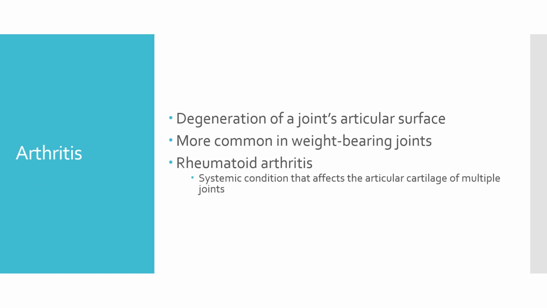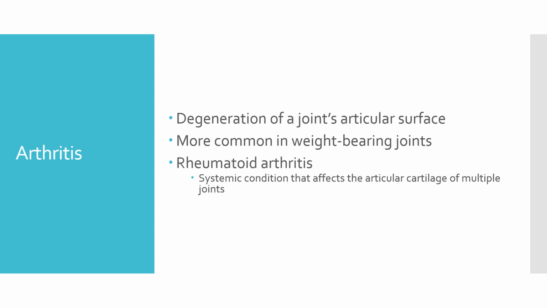Arthritis is a broad term that encompasses several conditions affecting the joint surfaces. Osteoarthritis involves degeneration of joints' articular cartilage. That's the smooth, protective cartilage covering on the ends of bones that allow for friction-free movement. It's more common in weight-bearing joints like the knees and hips because these experience greater compressive forces over a lifetime.